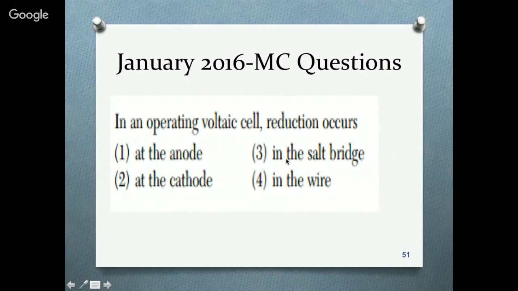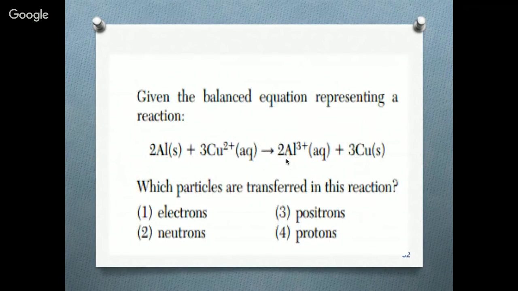So we have an ox, red cat. What does red cat stand for? Reduction always occurs at the cathode. All right, next question. Given the reaction, which particles are transferred in this reaction? So remember the oxidation reduction reaction. Oxidation, when you lose electrons, LEO, lose electrons, oxidation, gain electrons, reduction. The particles that we're transferring are the electrons.